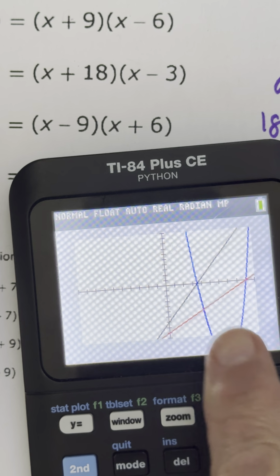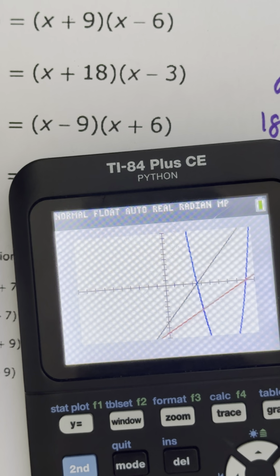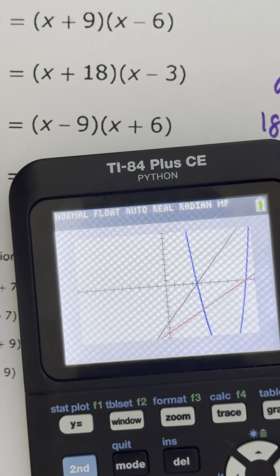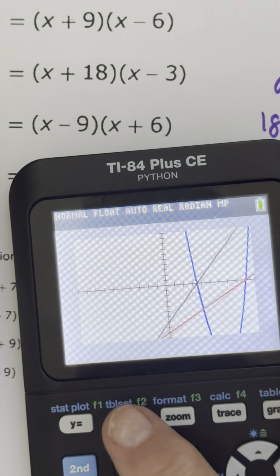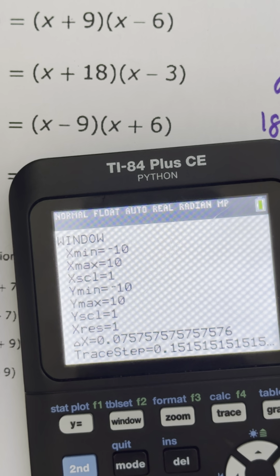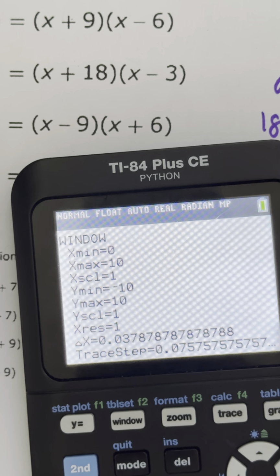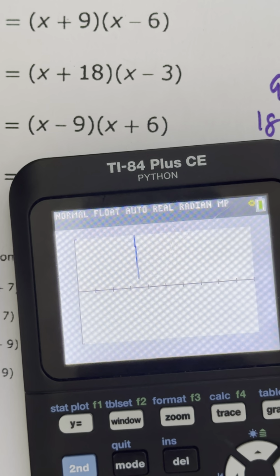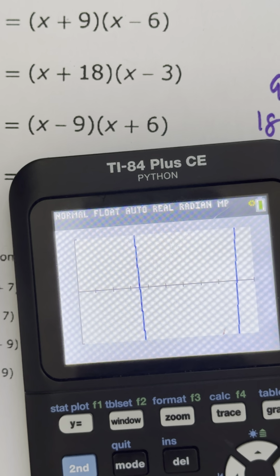So the factors will go through the x-intercepts. So it's going to go through those x-intercepts. So you can change your window so that you can kind of focus on those. So you can go change your window to 0 to 10, because my intercepts was on the right hand side, and you can change your y to -1 and 1. Again, you can see that the lines intersect the x-axis, and that is where your solution is. So your factors are going to go through your solution.